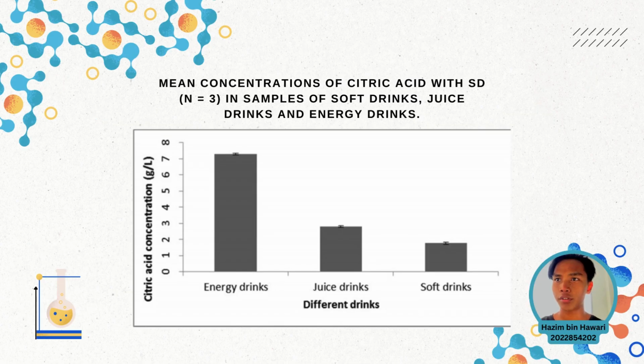For point number 2, mean concentration of citric acid, as shown in the table, the average concentration of citric acid in energy drinks was 7.3 plus minus 0.06 gram per liter, in juice drinks was 2.79 plus minus 0.04 gram per liter, and in soft drinks was 1.76 plus minus 0.04 gram per liter. The small standard deviation shows consistency of citric acid concentration in each drink type.